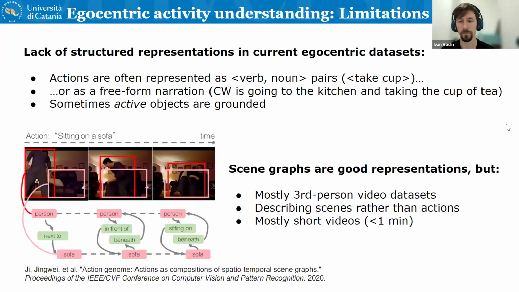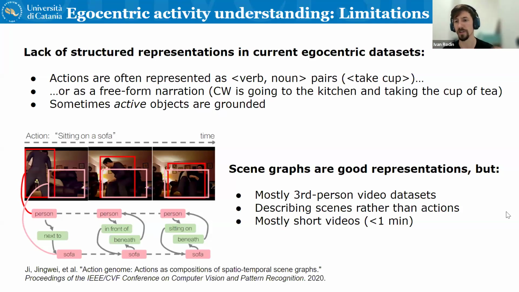etc. One possible solution may be to utilize scene graphs, and they can be really good representations as they capture many objects in the scene, they are really descriptive, and they capture also the relationships between objects, between the camera wearer, the actions. But most of the scene graph literature is focused on third-person video datasets. Besides, most scene graphs tend to describe the scene rather than action.